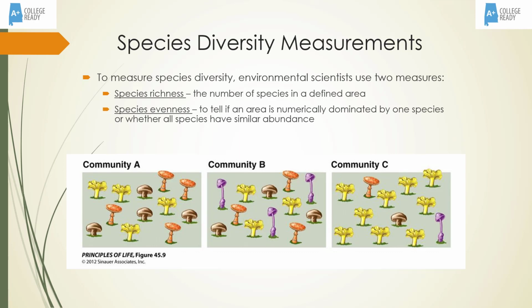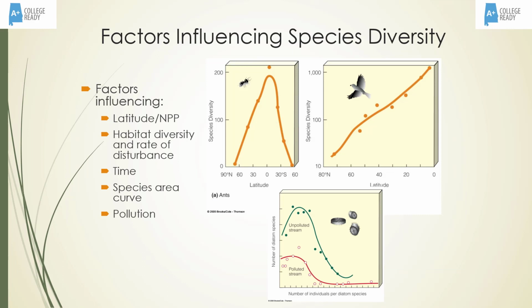Community C, even though it still has a little bit of variety, you see only 3 different species, and it's dominated by one in particular. So this is a good example of species richness and evenness. Factors influencing a species or the diversity of species.